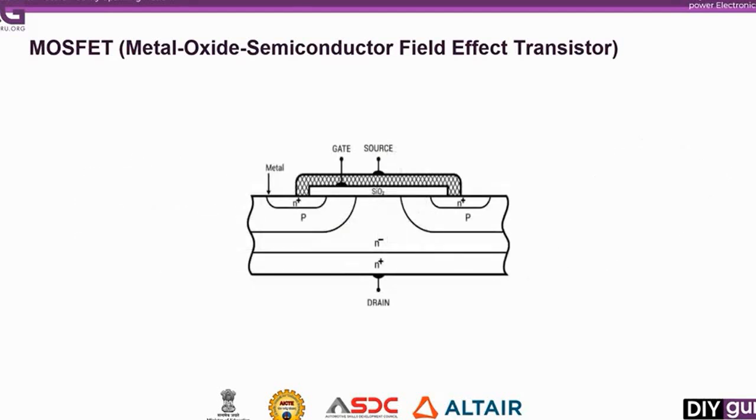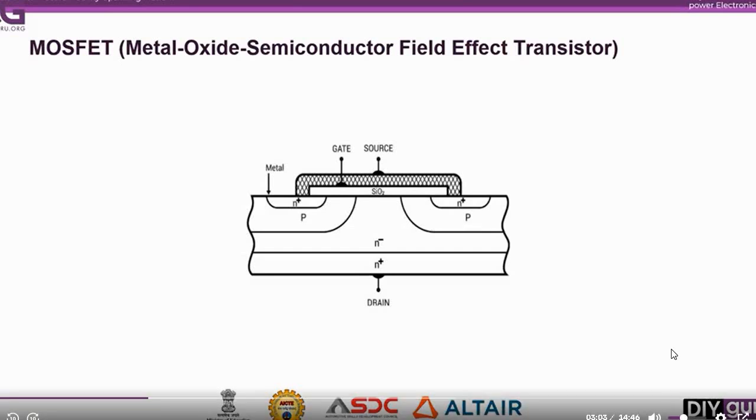Now let's quickly go through the structure of the power MOSFET. The power MOSFET has a vertically oriented 4-layer structure of alternating P and N type layers. The P-type middle layer is called the body of the MOSFET. In this region, the channel is formed between the source and drain.